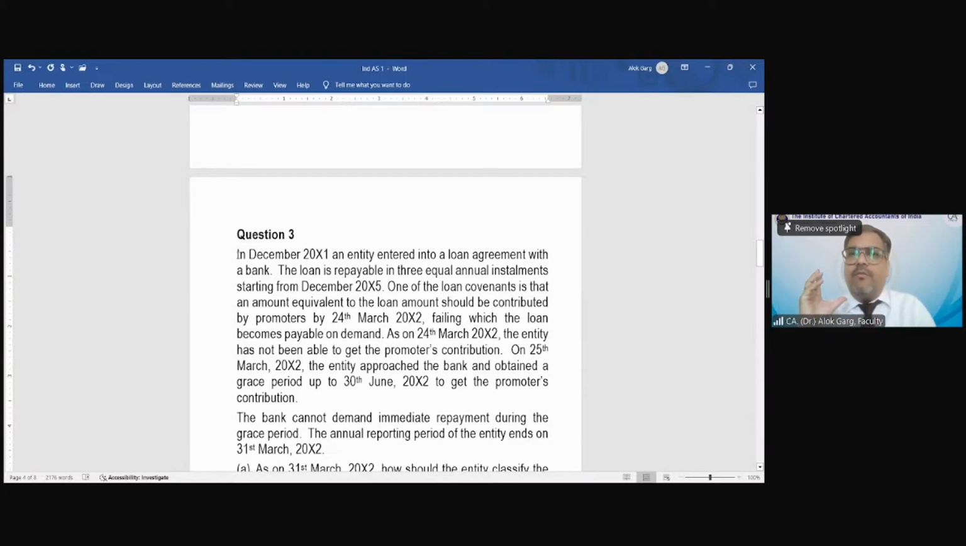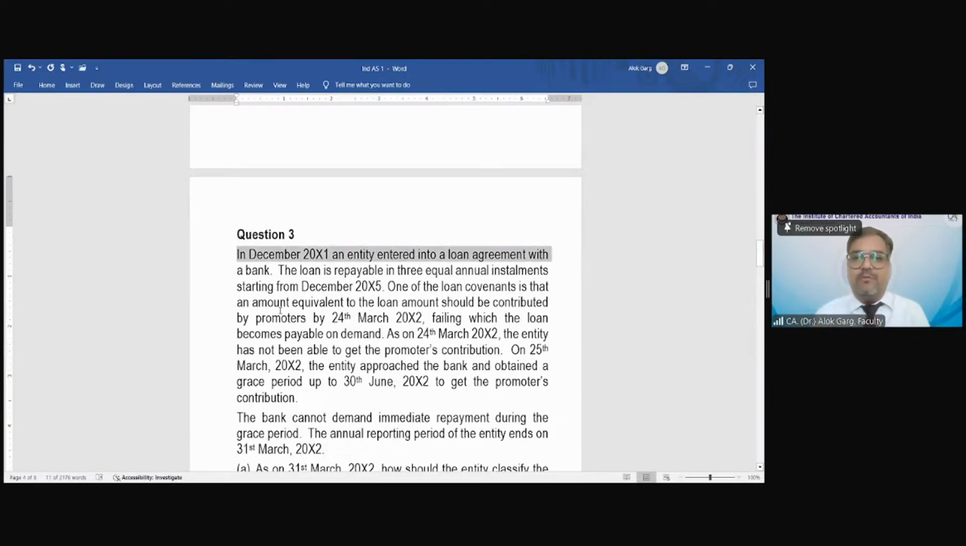Because from students, it is expected that you should be well versed with the concept. If you are writing the concept, for example, that the company does not have an unconditional right to defer the settlement on the reporting date in accordance with Ind AS 1, and hence it has been considered as a current liability, that is more than enough. You are not required to write paragraph number 66 or paragraph number 69. For example, paragraph number 66 says what is current and what is non-current, but you are not required to write this paragraph number. You just need to write the concept.